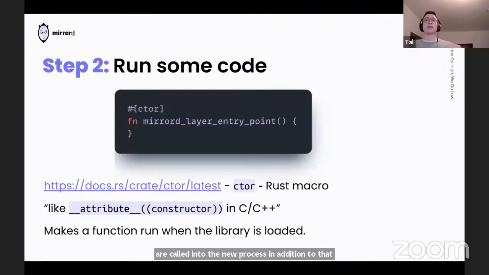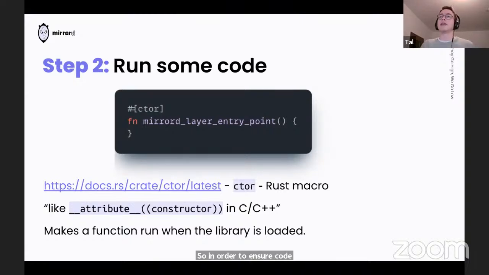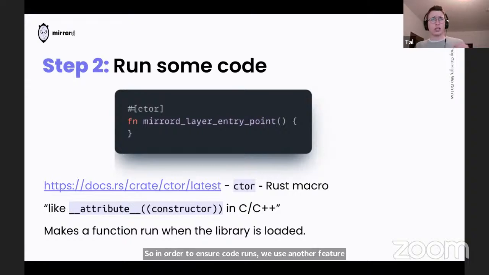So now our code is there, but we need it to run. Just having our code in the memory does not mean it is executed. The user's application does not just call our code in its code, as it isn't and shouldn't be aware of MirrorD. So in order to ensure our code runs, we use another feature dynamic linkers offer us, which is what is sometimes called a constructor. Code that is placed in a specific section of the binary is executed on startup time of the process.